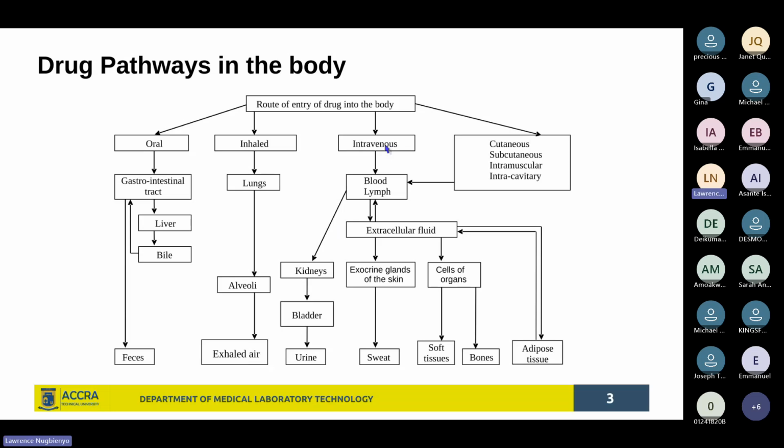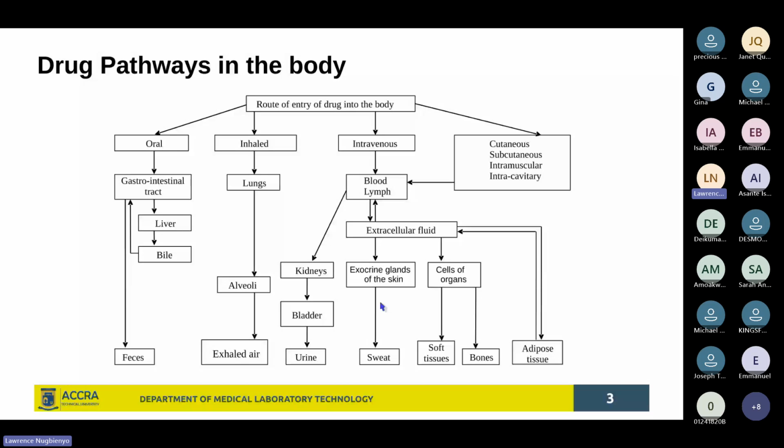Or you have a substance, a drug, that is introduced into the body intravenously, and that can also undergo some filtration with the blood lymph. These then can go to the kidneys for further filtration, and then get stored in the bladder and get excreted out in urine. Or from blood lymph, this goes to extracellular fluids that are then excreted. It's either the substance itself or metabolites excreted by exocrine glands, that are sweat glands in the skin, part of the integumentary system of the body. And then you have the excretion of this drug through sweat.